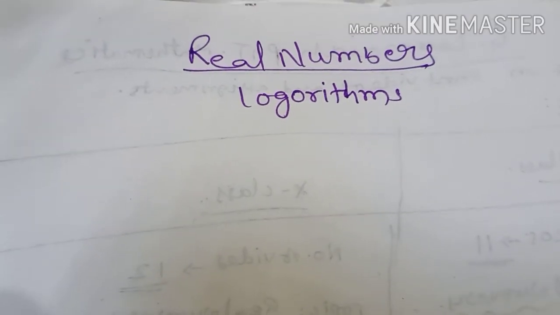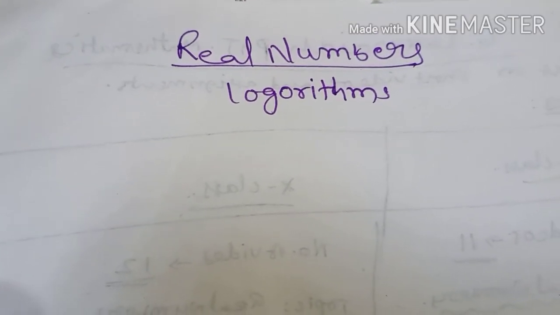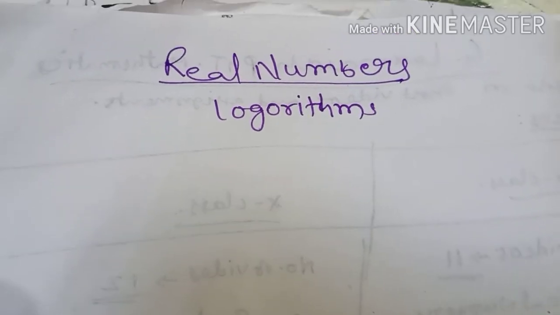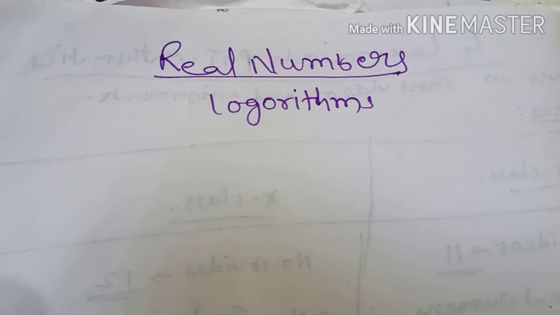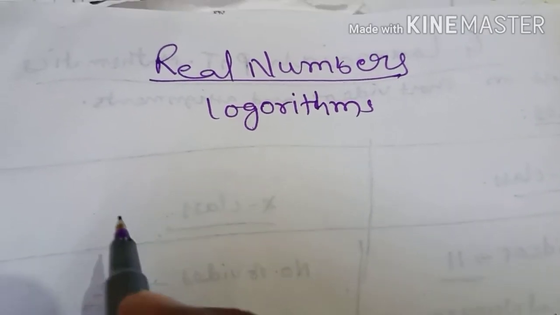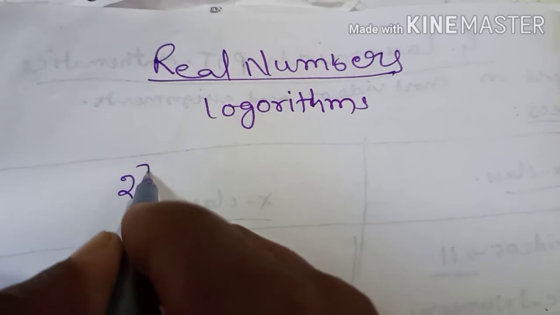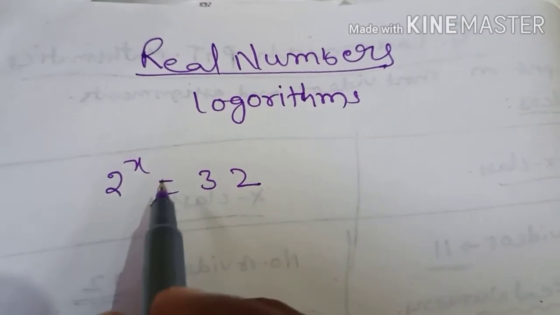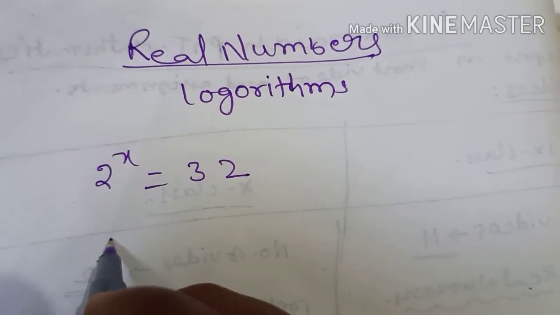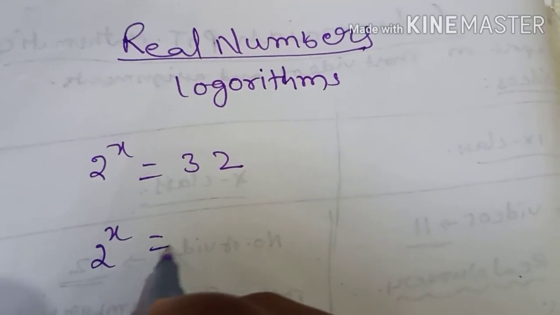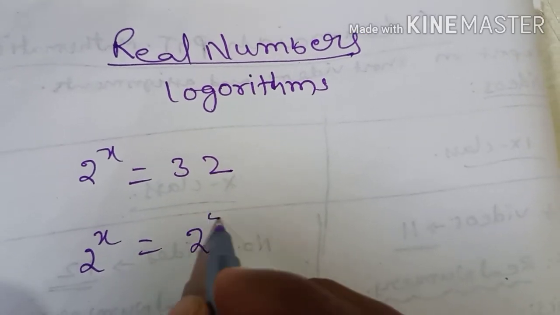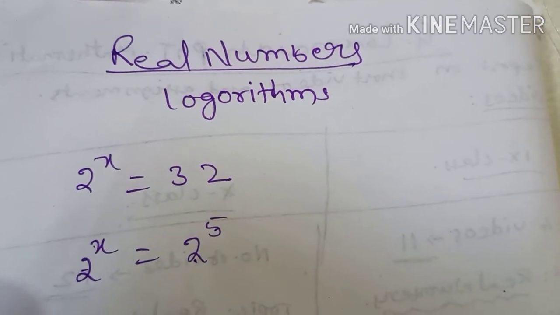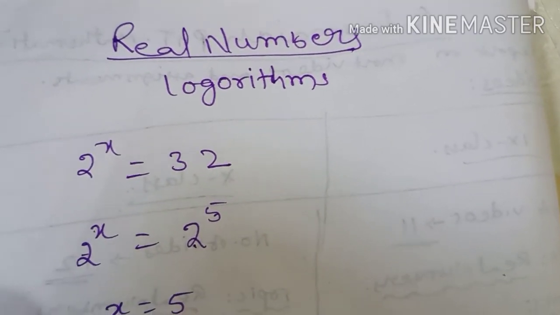Hello children, in the previous class we discussed exponents, and today we are going to introduce logarithms. So let us recall the previous class. For example, 2 to the power of x is equal to 32. Is it possible to find the value of x? Yes. 2 to the power of x is equal to 32, we can express as 2 to the power of 5. Then the bases are same, the powers should be equated, then x is equal to 5.